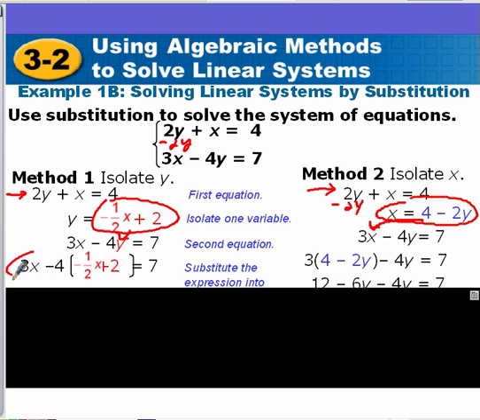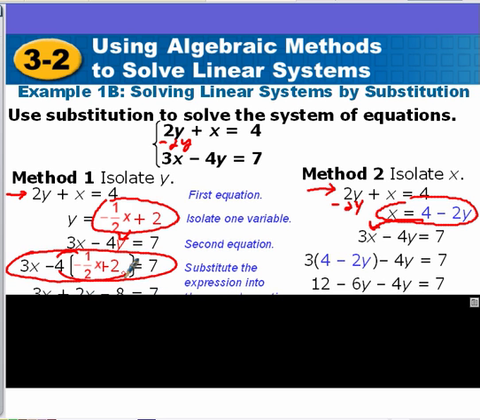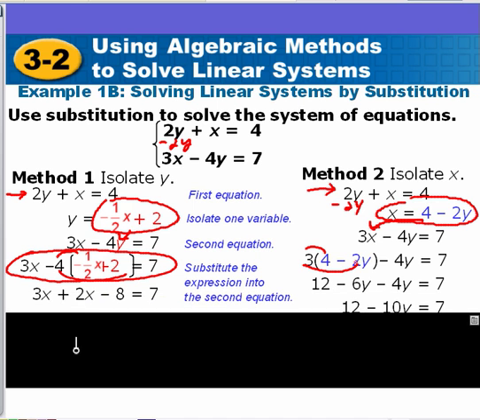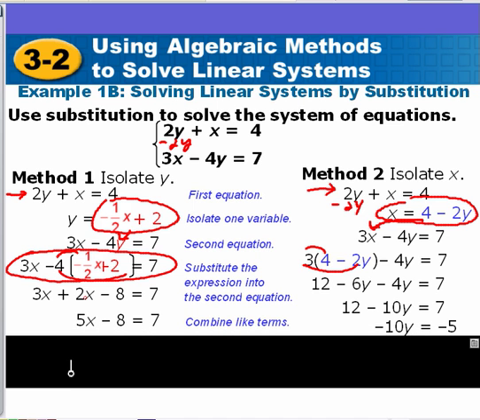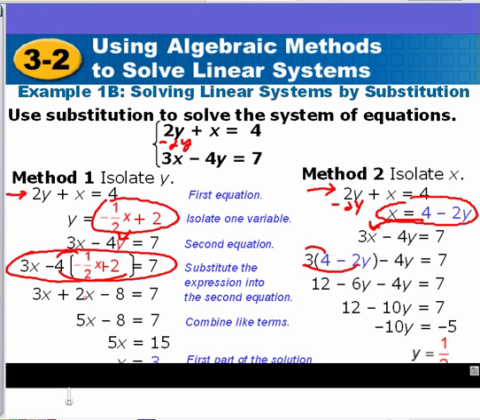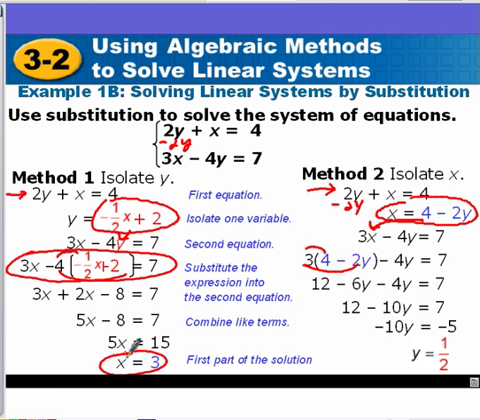Here, of course, you get fractions, which I know some of you don't like. So we're going to distribute our negative 4 across these two variables. We're going to distribute our 3 here. And we get 3x plus 2x minus 8 equals 7. Here we get 12 minus 6y minus 4y equals 7. Combine our like terms, and then eventually solve. And we get x equals 3 here, y equals 1/2.